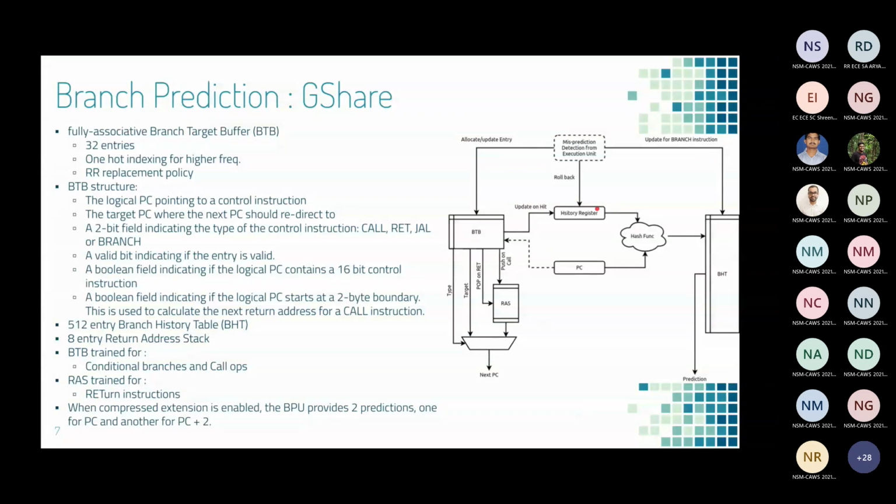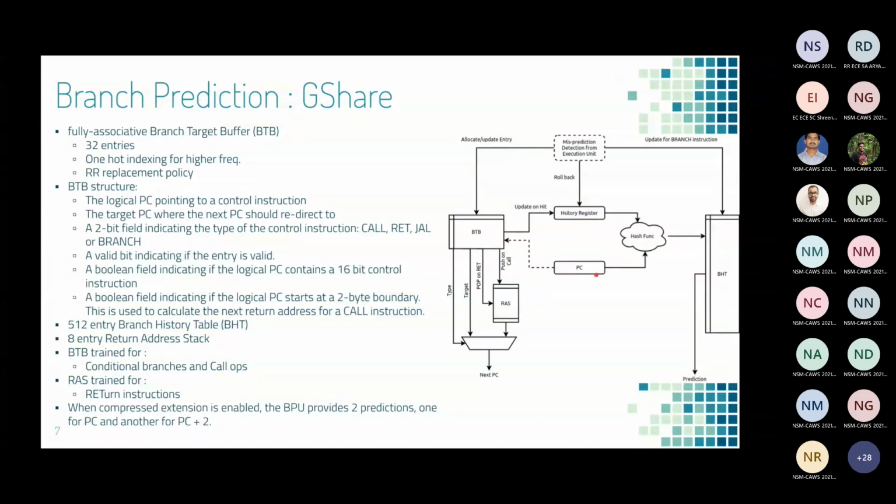Now let's look at the G-share in a little more detail. There are 2 major components, right? There is a BTB and there is a BHT. A BTB is the branch target buffer. What this does is, it basically is indexed using PC. Your current PC, you can index into the BTB. If it is a hit, or if that PC exists in the BTB, that particular entry in the BTB will tell you what is the target address that you should jump to.